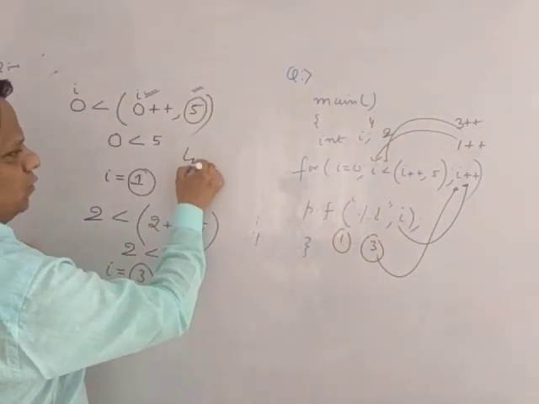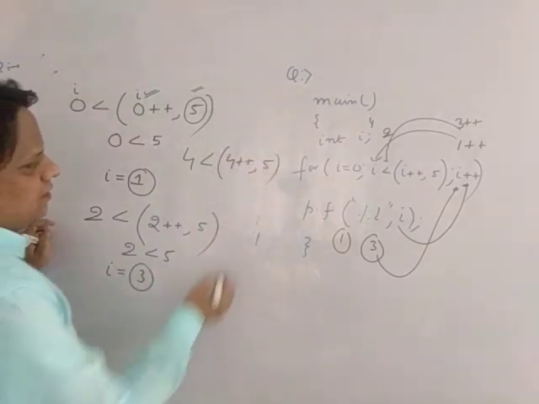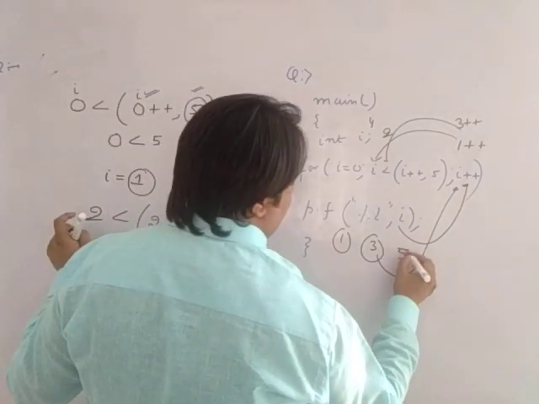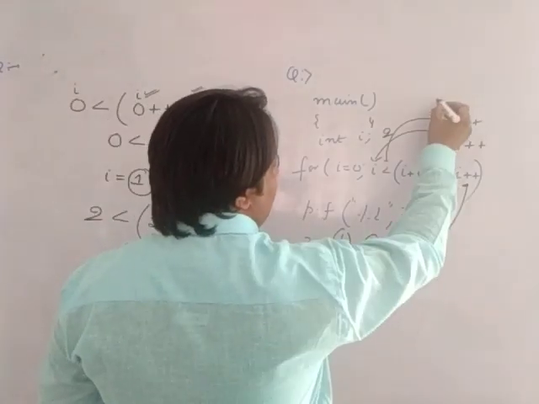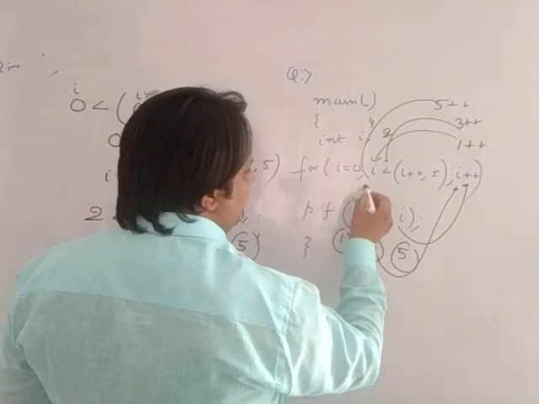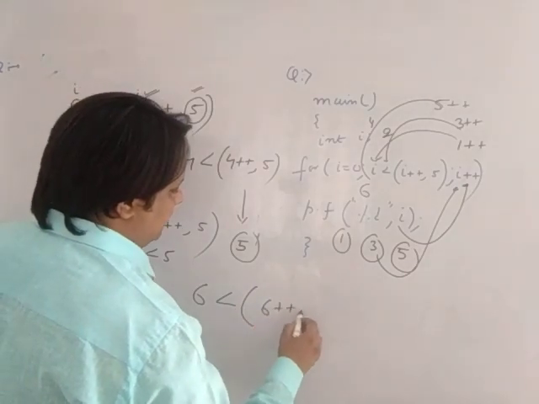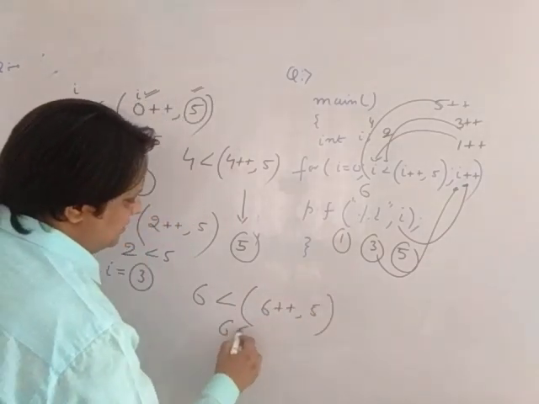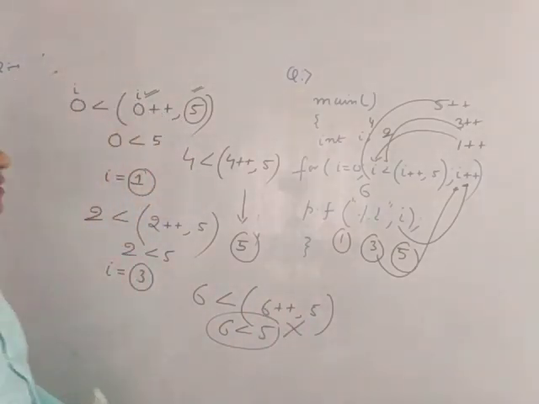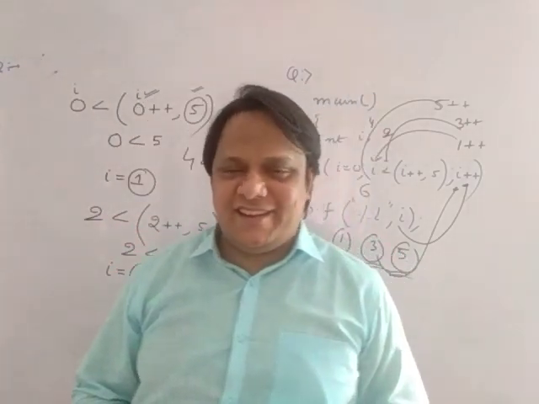So now it is 4 less than (4++, 5). When you come inside the printf, because of 4 plus plus, 5 gets printed. After 5, you come to this i plus plus. This is 5 plus plus, and when you come to this i, it is 6. Now this is 6 less than (6++, 5), which is nothing but 6 less than 5. This condition becomes false and you will come out of the loop. So the answer is 1, 3, 5. Pretty amazing, right? Take care guys, keep smiling.